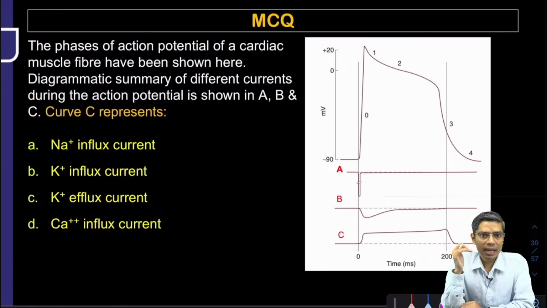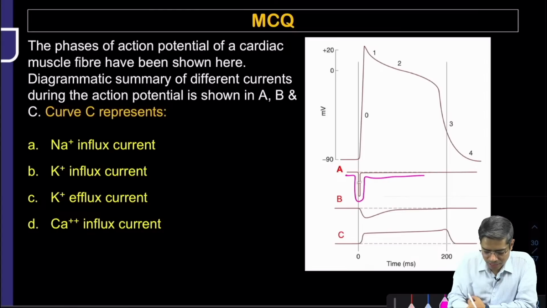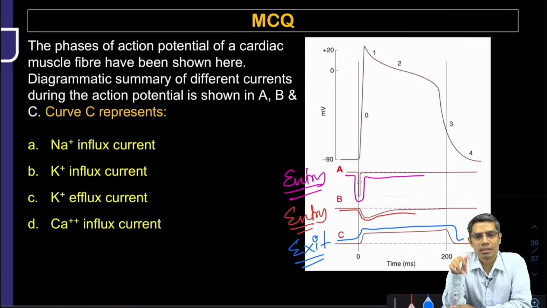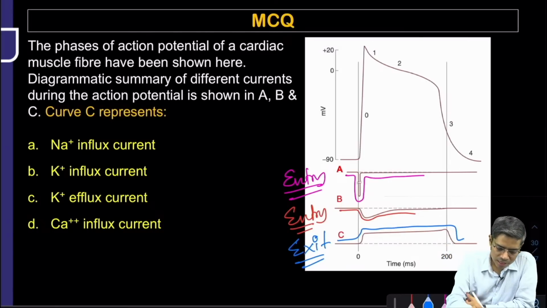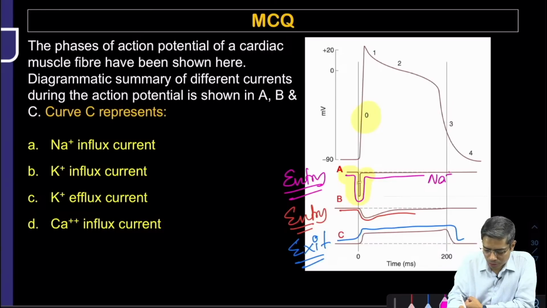The phase of the action potential and the ionic basis have been given. First, the downward direction means entry, and again, the downward direction means entry, and the upward direction means exit from the cell. Now it will be clear. This is the only catch that you have to understand here. During phase number 0, I can understand that one ion is entering the cell, that is A. What is A? A is nothing but sodium entry.